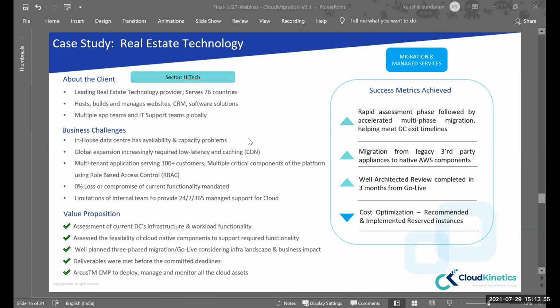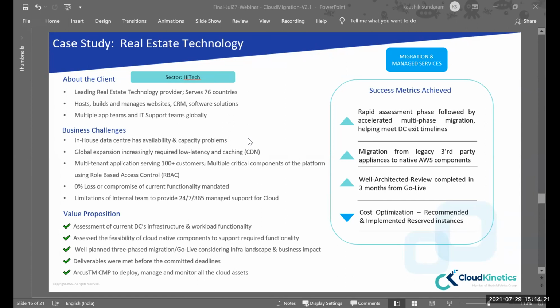The migration and go-live was planned in 3 phases, considering the infrastructure landscape and the business impact. It was performed in a completely phased manner, and we were able to deliver the entire migration project within the committed timelines, which was really nice for us.